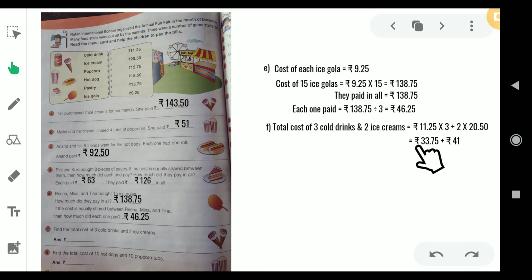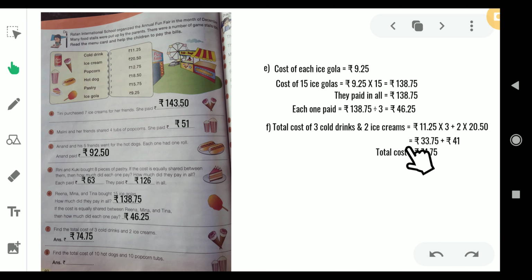When you multiply this, you will get this product, that is 33 rupees 75 paise, and when you multiply these two, that is 2 and 20 rupees 50 paise, you will get this product, that is 41 rupees, and when you add these two, you will get 74 rupees 75 paise. So this is the total cost of 3 cold drinks and 2 ice creams, so that has to be written here as the answer. Next question is the total cost of 10 hot dogs and 10 popcorn tubs.